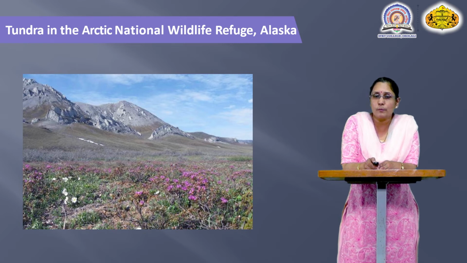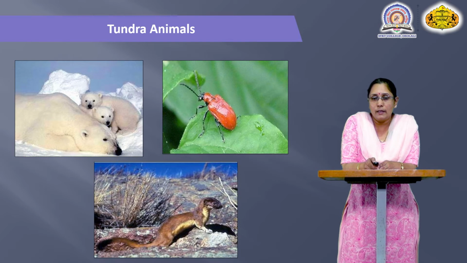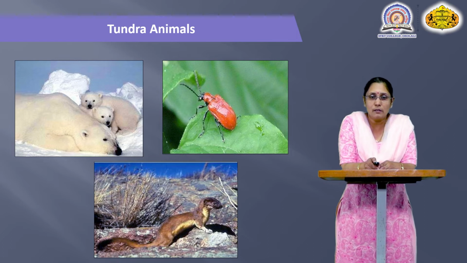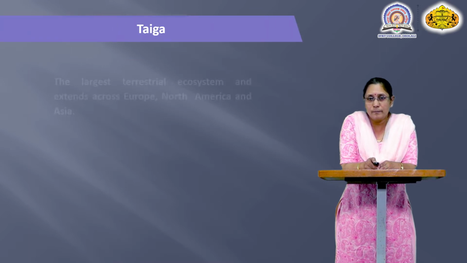This is one of the tundra regions from Alaska, and these pictures give us an idea about the animals which are ready to survive in that particular region. In the first picture you can see the polar bear, in the second this beetle, and in the third one a mammal which is very similar to the squirrel.